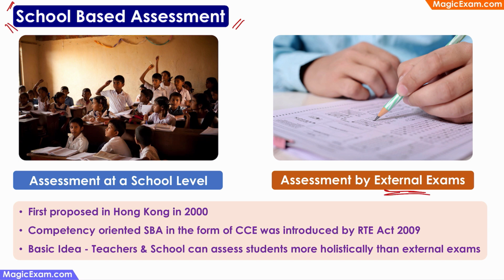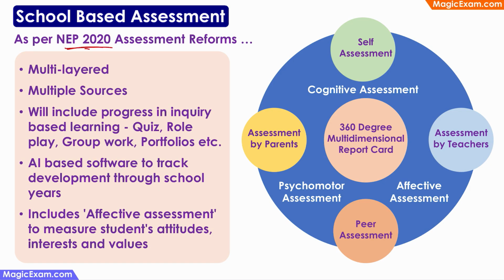So the basic concept of school-based assessment is that the entire assessment is happening at a school level instead of through external exams. Because the teachers and the school who have seen the student throughout the year are in a better position to assess the students, and they can do it in a more holistic way rather than these external exams. This concept was first proposed in Hong Kong in the year 2000, and it was rolled out in India in the form of the Continuous and Comprehensive Evaluation through the RTE Act 2009. So, in short, school-based assessment is nothing but the Continuous and Comprehensive Evaluation that we have been talking about so far.